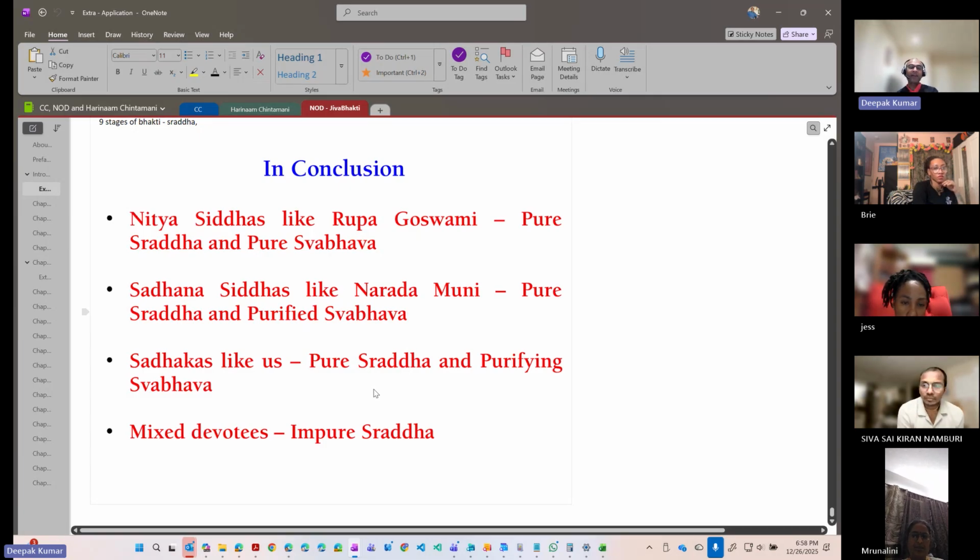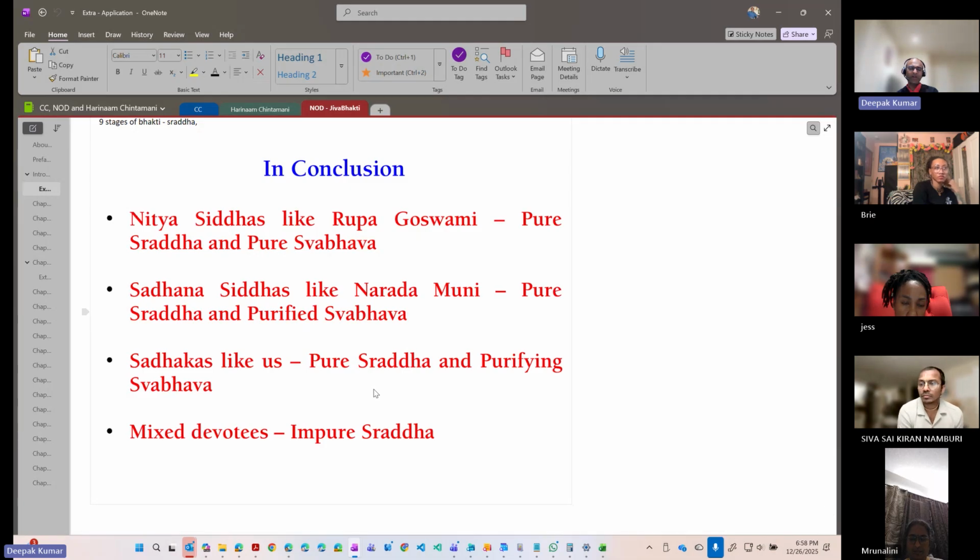So in that case, I have a mixed devotion. Right now, my faith in Krishna is not 100%. It is 99.9%, but it's not 100%. In that case, the Shraddha is not fully pure, and I'm still a mixed devotee. It's not that everything is lost. At least I know where I am, and I can move from there to category number 3, which is trying to get into the pure Shraddha and purifying Swabhava, which is purifying nature. Make sense?